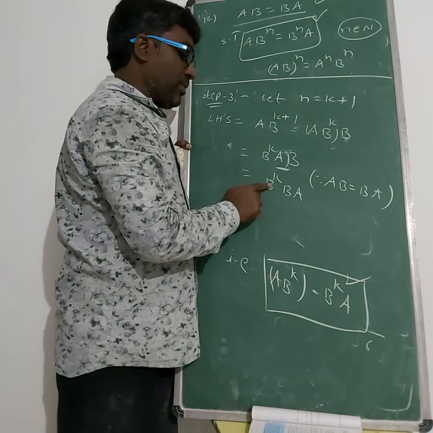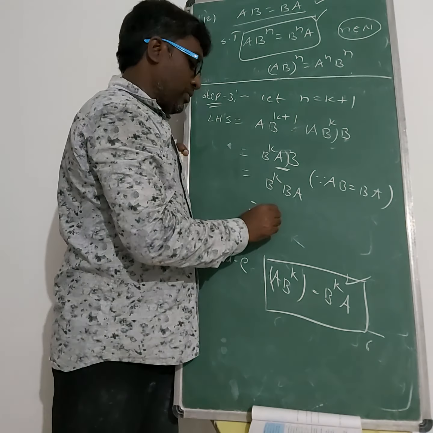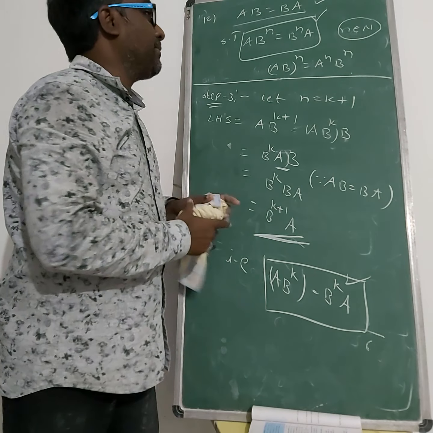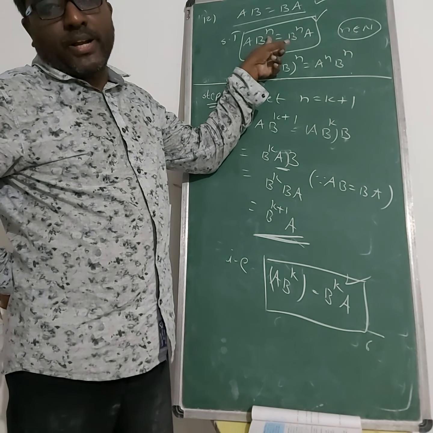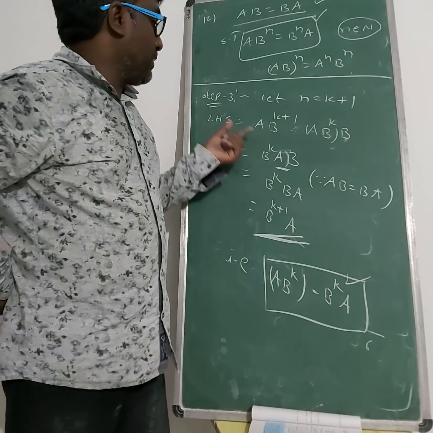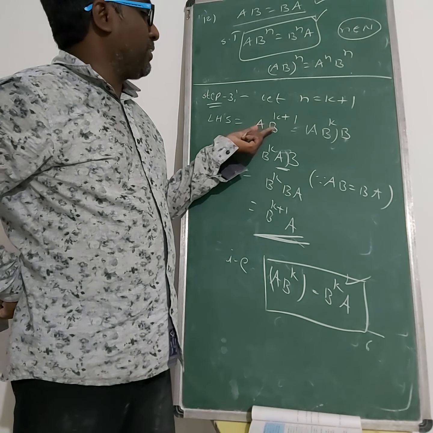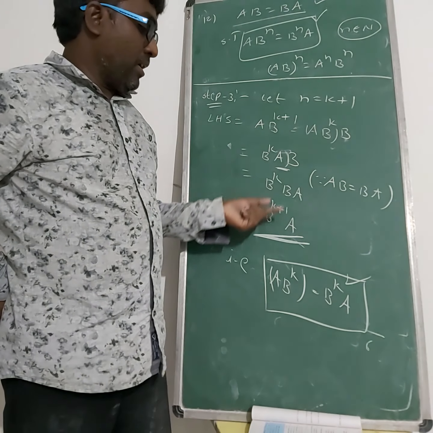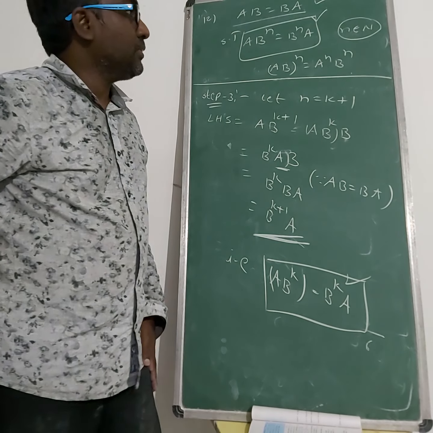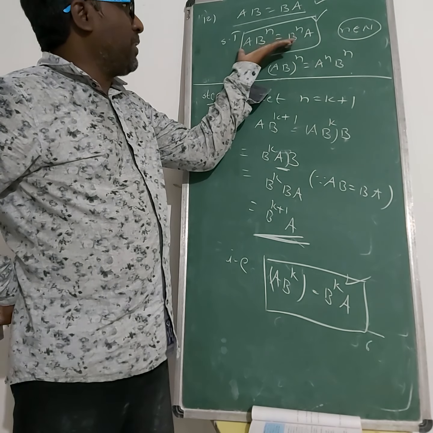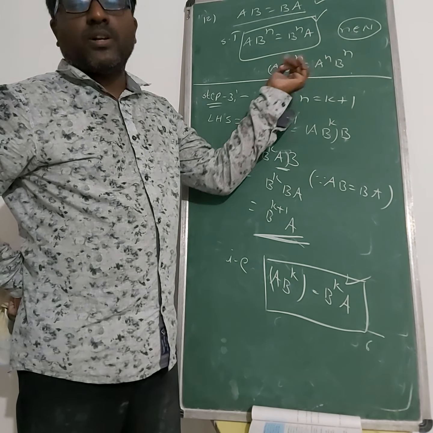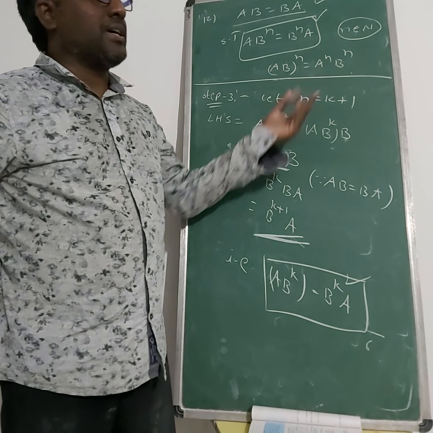Now here you can observe b power k into b, so b power k plus 1 into a. So this is only what they are asking: AB whole power n is equal to b power n into a. So that's why here, a into b power k plus 1, I proved that it is b power k plus 1 into a. Now this first part is completed. After this one, they are asking you to prove this one also.